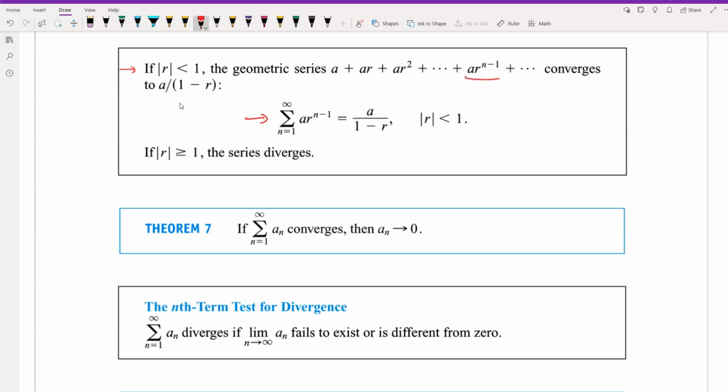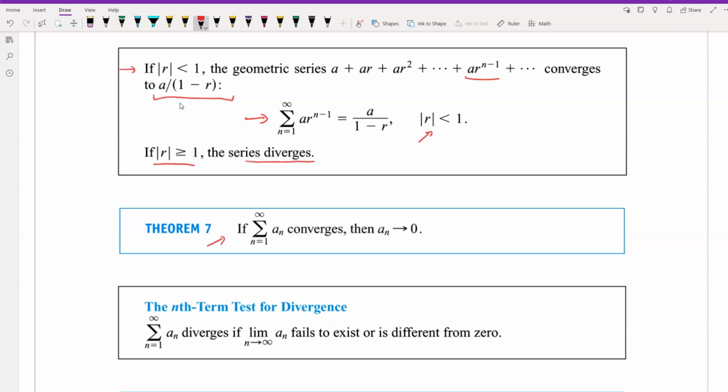So what we had here, the sum of that term from n equal to 1 to infinity, is equal to what we have here, and the absolute value of r is less than 1. If the absolute value of r is greater than or equal to 1, the series diverges.